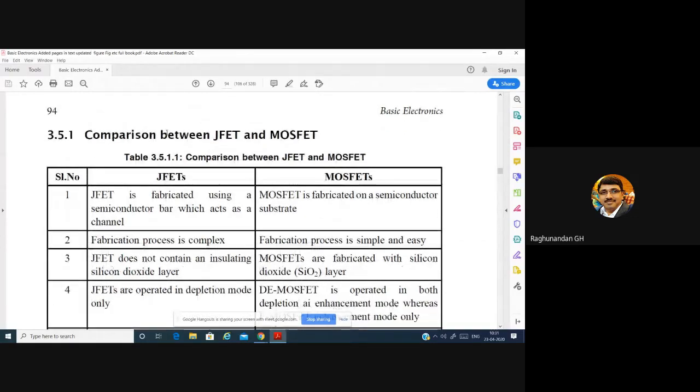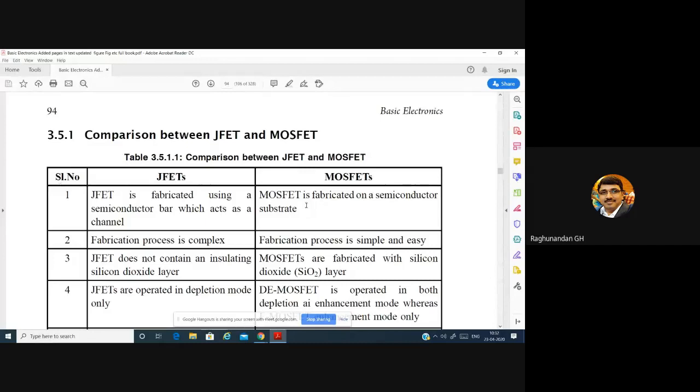So in the comparison between JFET and MOSFET, JFET is fabricated using a semiconductor bar, which acts as a channel. So we had taken an N-type layer, right? After that, we used to diffuse two P-types on either side. And after that, we are calling that N-type layer itself a channel, which is allowing the electrons or the charges to flow from the source to the drain.